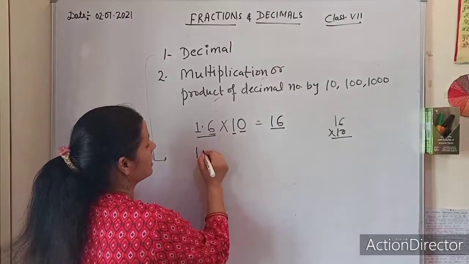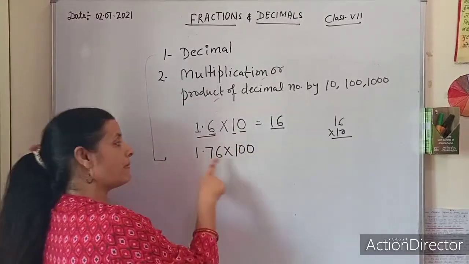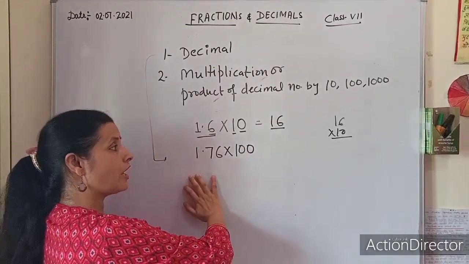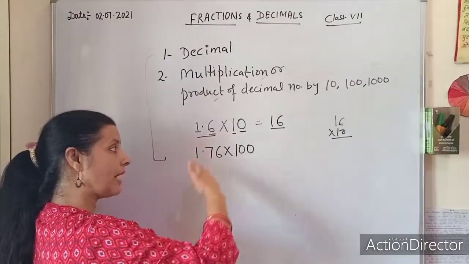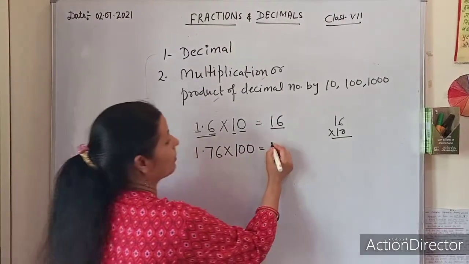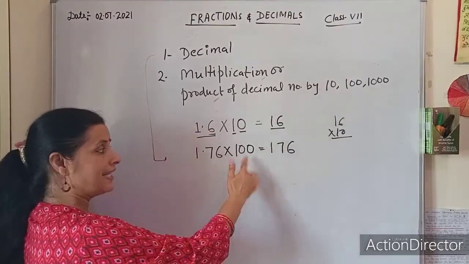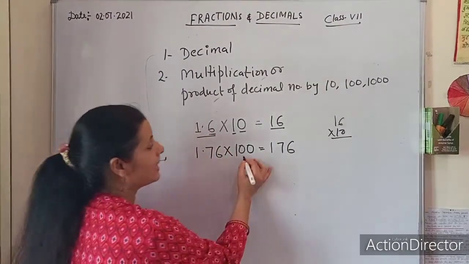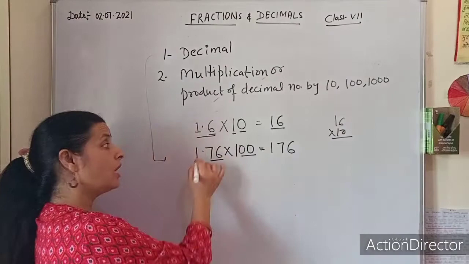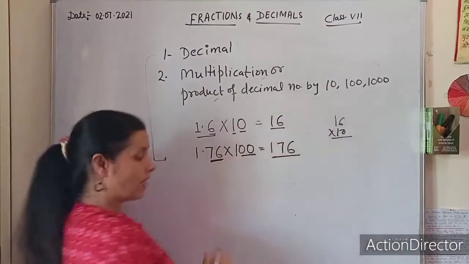Let's see a few more examples. Suppose we have the number 1.76 multiplied by 100. Here we are not going to solve this question by the traditional method. Here we will apply the direct method. How to solve it? First we will write the complete number, 176. Now we will observe how many zeros are followed by 1. You can see clearly 2 zeros are followed by 1, and how many digits are there after the decimal? There are 2 digits. Both are equal, so the answer will be 176.